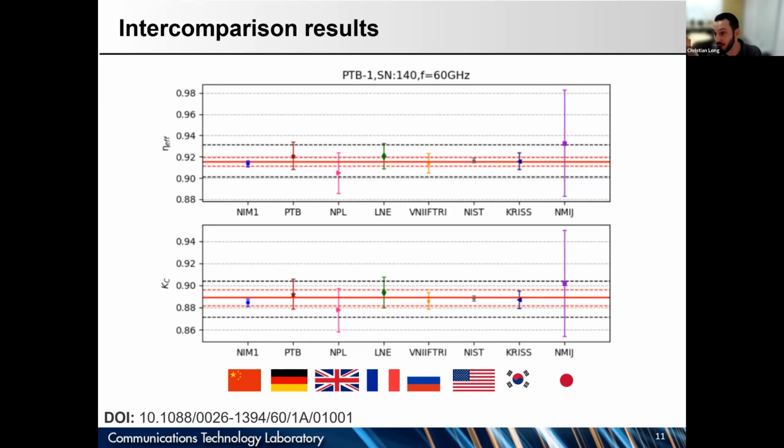On the top graph, there are effective efficiency measurements of one of these power sensors at a particular frequency, made in a bunch of different countries around the world. You can see the bold red line is the average of those measurements, and the individual countries' measurements are plotted near that. To within their measurement uncertainties, they all agree quite nicely. It's a very nice story.